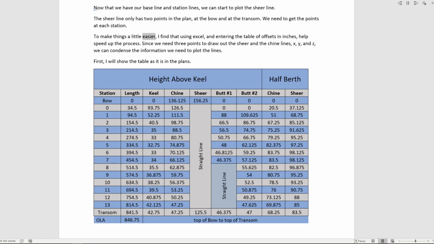To make things a little easier, I find that using Excel, and entering the table of offsets in inches, helps speed up the process. Since we need 3 points to draw out the shear and the chine lines, X, Y, and Z, we can condense the information we need to plot the lines. First, I will show the table as it is in the plans.